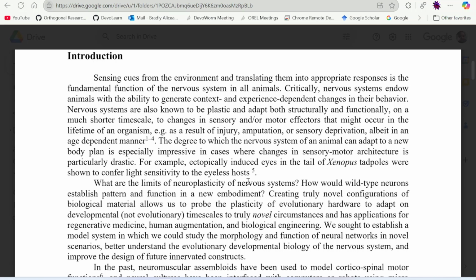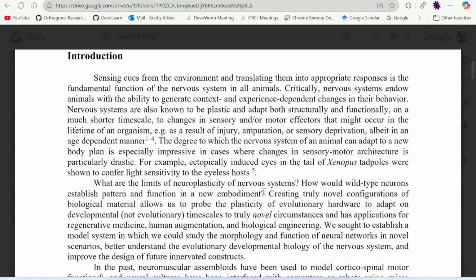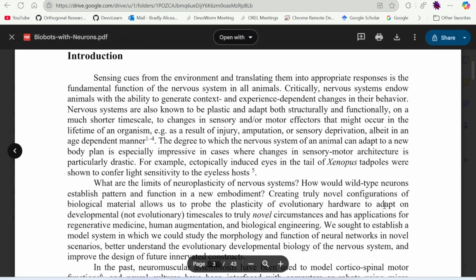Okay, so what are the limits of neuroplasticity of nervous systems? How would wild-type neurons establish pattern and function in a new embodiment? So basically, we're taking neurons, we're putting them in a new embodiment, in this case, a layer of skin cells, and we're getting them to behave in a certain way. Will they behave in the way we intend?